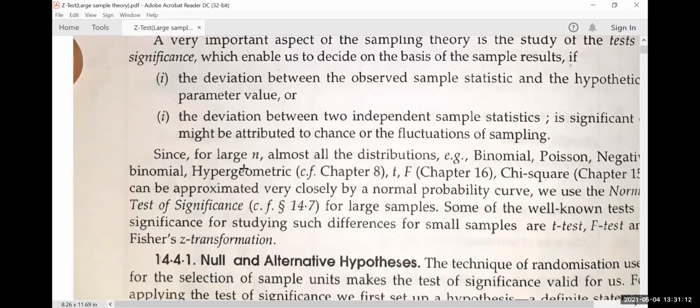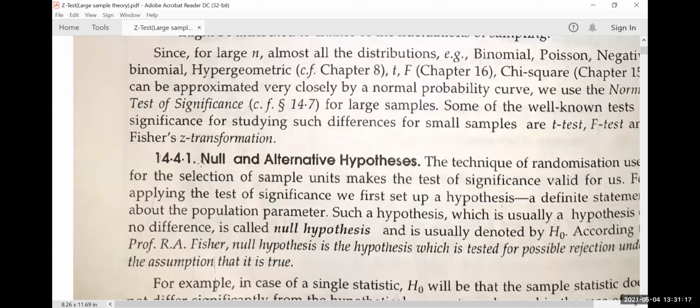In order to continue with the test of significance, the first step is to set the null hypothesis. So I am reading from the third line. For applying the test of significance, we first set up a hypothesis. आप hypothesis के ऊपर लिखो statistical hypothesis, not a general hypothesis. When we are talking about the normal test, we are setting a statistical hypothesis. So what is a statistical hypothesis? A definite statement about the population parameter.